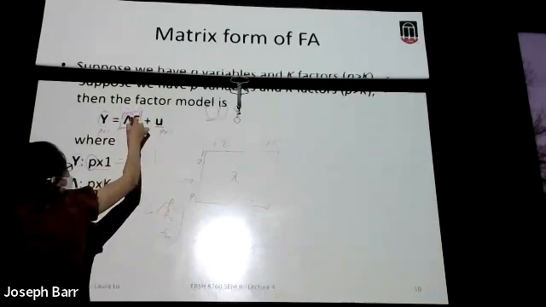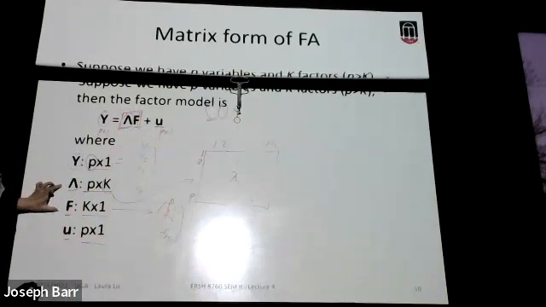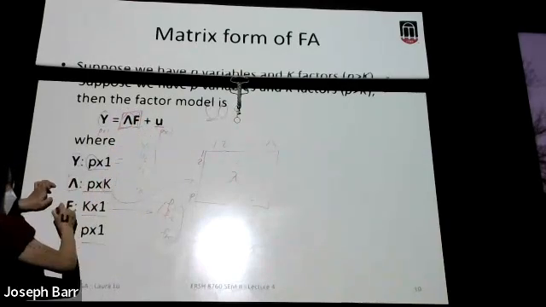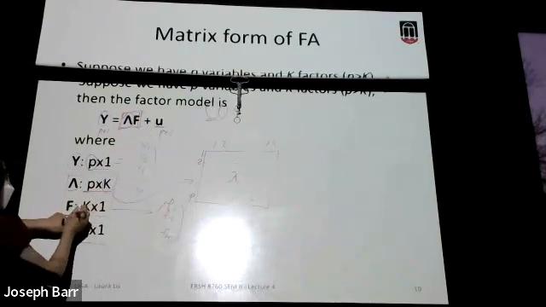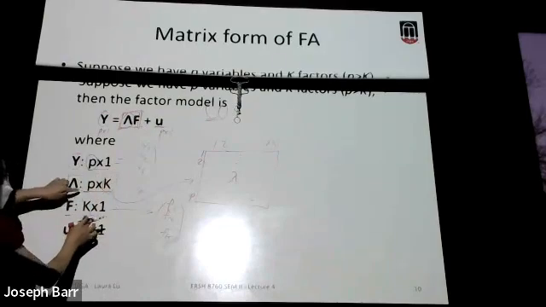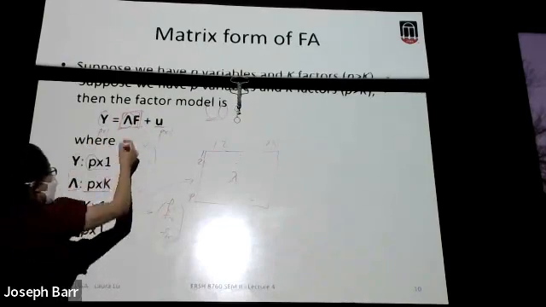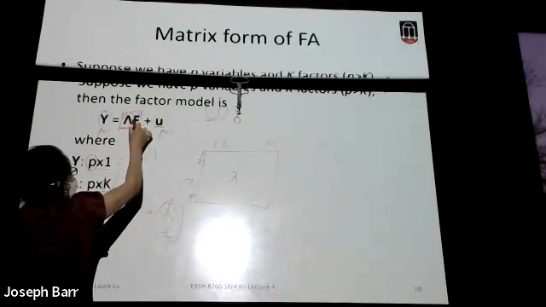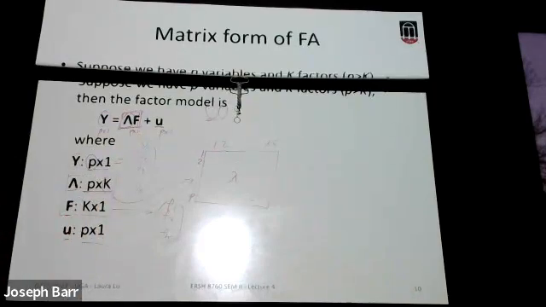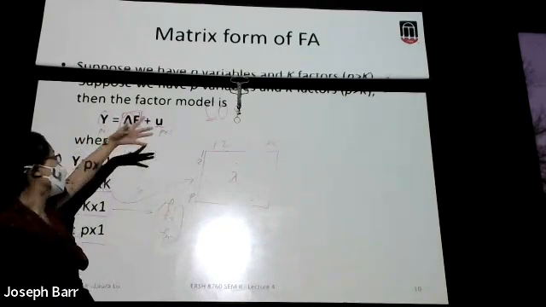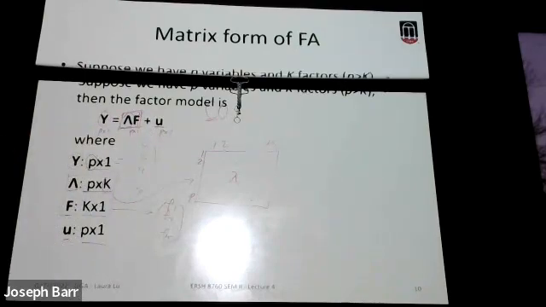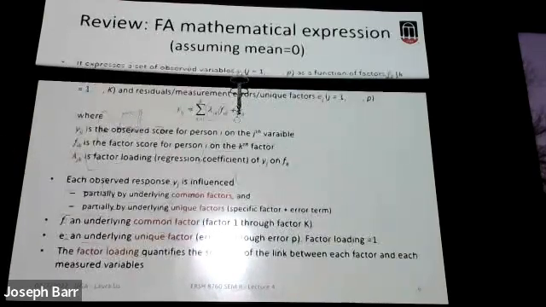After we do the calculation, lambda times f: because we have p by k here and capital K by 1 here, we cancel the k. Finally, the product is p by 1. So that's the matrix form of the factor model. Very simple. That's it: Y equals lambda times f plus u. It's much better than the previous case in this slide.